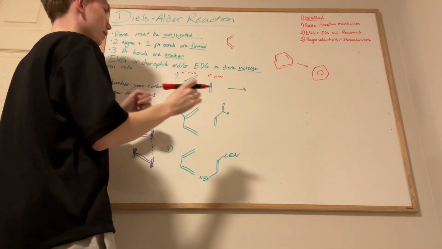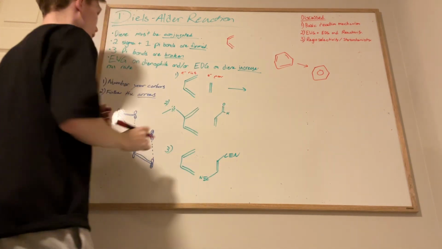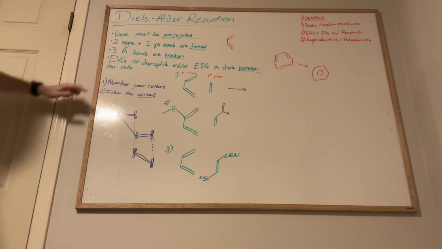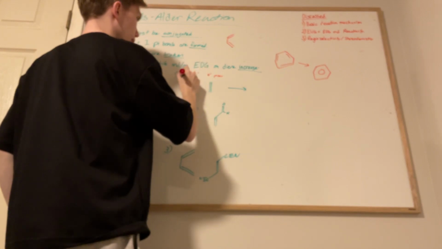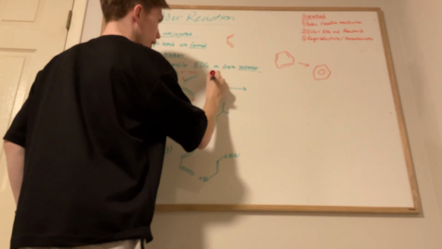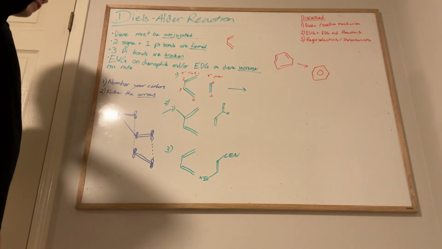Okay, let's talk about it. So, hypothetically, if this reaction were to happen, what helps me? I found that numbering my carbons helped, and following the arrows, right? So I would always start with my diene. I'd go 1, 2, 3, 4, and then I would save the 5, 6 for the dienophile.